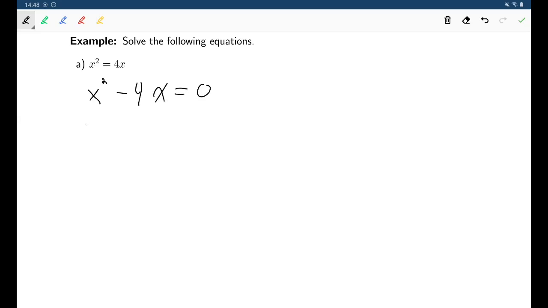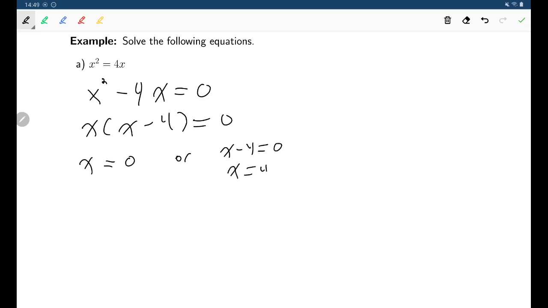So I'll move the 4x to the other side to give me x squared minus 4x equals 0. And now I can take x out as a common factor. And that means I have two solutions then, either x is 0 or x minus 4 is equal to 0. And from that second little equation, I get the second solution of x being 4. So I can write then, therefore, the solution set is 0 and 4. And I'm going to try to make that look a little bit nicer.